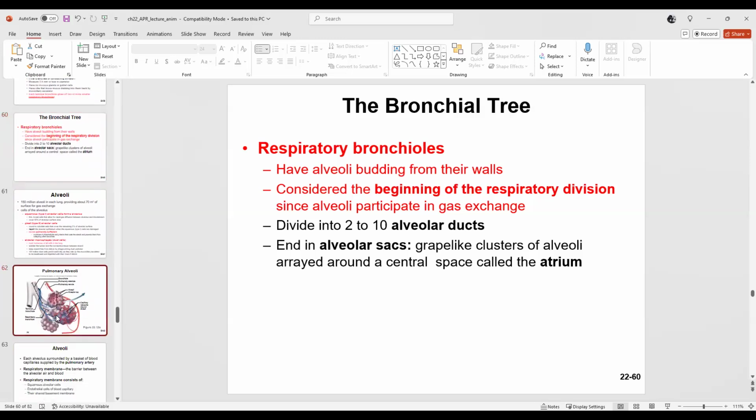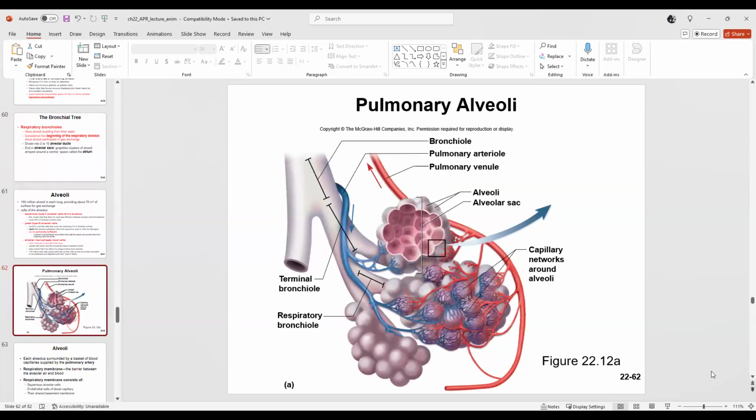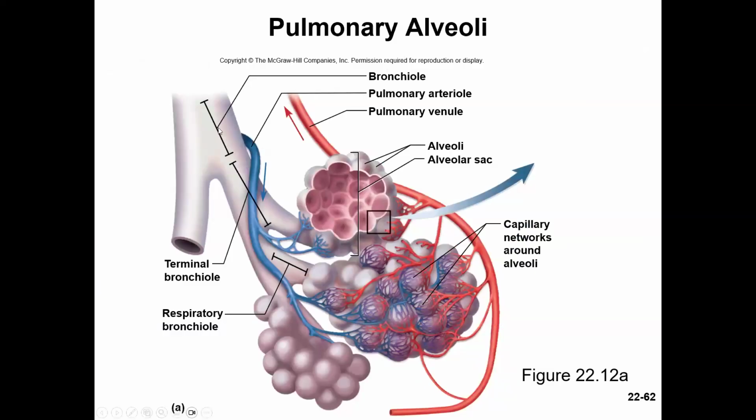So let me see, there's a picture here. Right here is a good picture. In this picture, here's a terminal bronchiole. Terminal bronchioles, you think of the end, because they're terminal. It's not. I don't know why they name it this way, but it's not. Terminal bronchioles actually separate into 2 to 3 respiratory bronchioles. The respiratory bronchioles contain alveolar cells on them. Those alveolar cells are where gas exchange occurs.